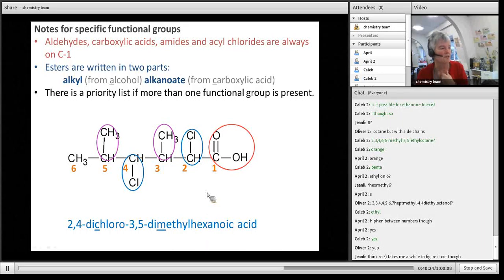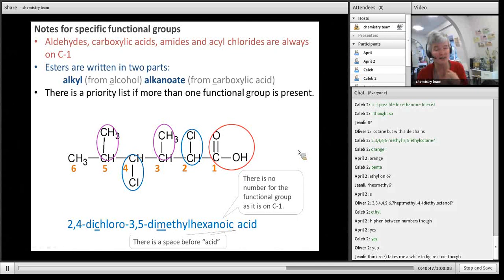We still put the chloros, but instead of numbering from this side like we did before, we number from the functional group, and it's carbon 1, and we don't bother putting it in because it can only be carbon 1. Okay, 2 methyls, so dimethyl, 2 chloros, dichloro. And just pointing out in this name there is a space because of the carboxylic acid.